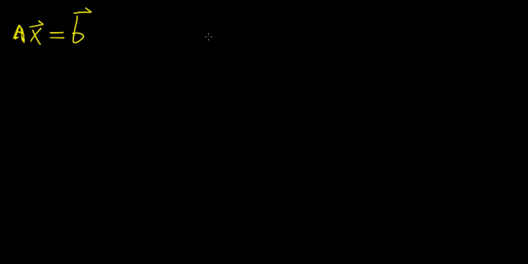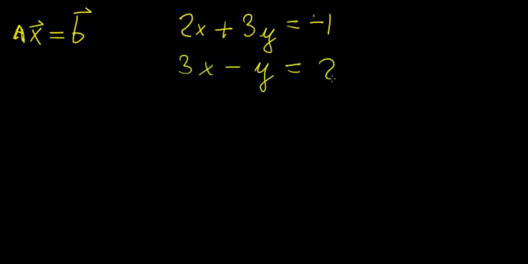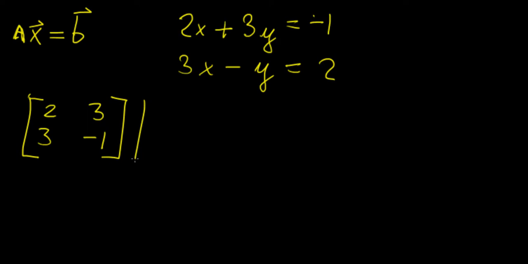So what does this look like? Let's say we have a system of equations like this: 2x plus 3y equals minus 1, and then 3x minus y equals 2. So the way we would write this is, we would make our matrix A, which contains all the coefficients of this side, so that's going to be 2, 3, 3, minus 1, and then our vector of solutions is going to be x, y, and that's going to be equal to minus 1 over 2.